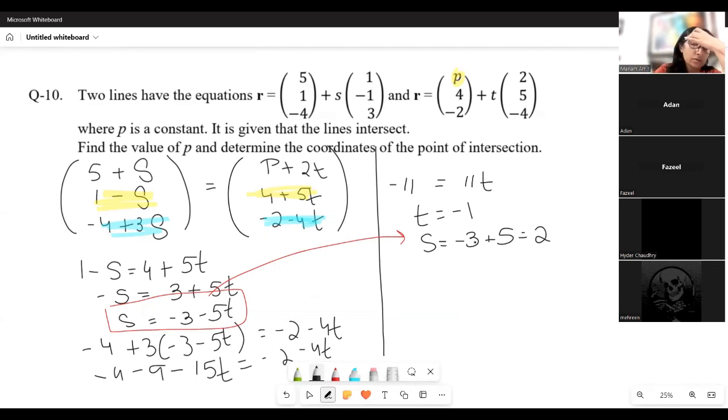That is correct. Okay. Now, once we have T and S, what we're going to do is substitute it in the very first equation and get the value of P from there. So we have 5 plus S equals P plus 2 times T, which is 2 times minus 1, which is minus 2. So we have 5, 6, 7, 8, 9. P equals 9.